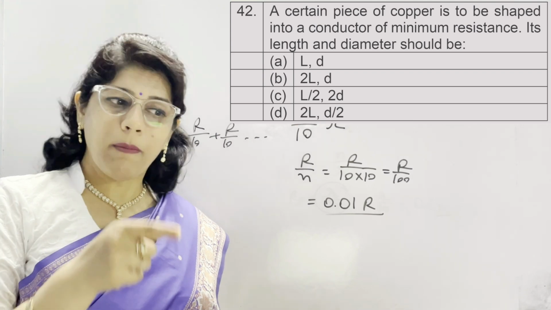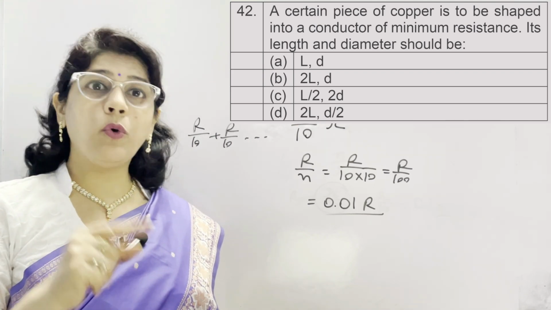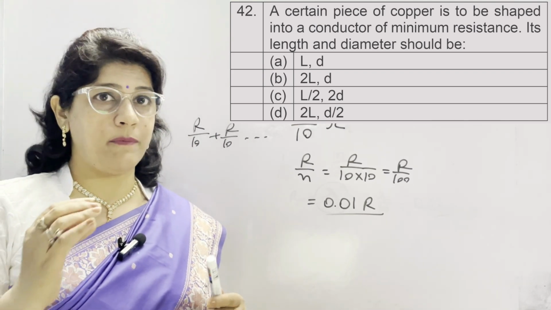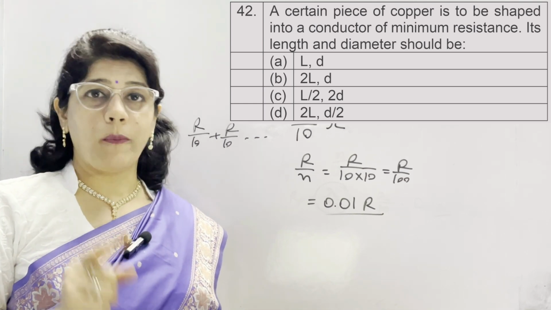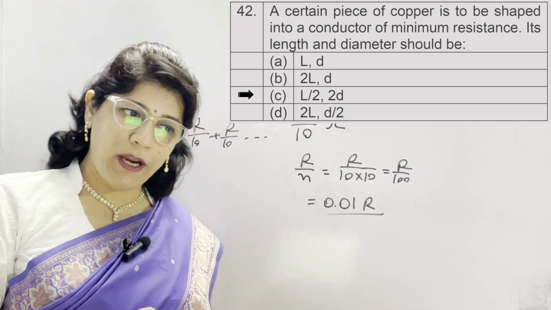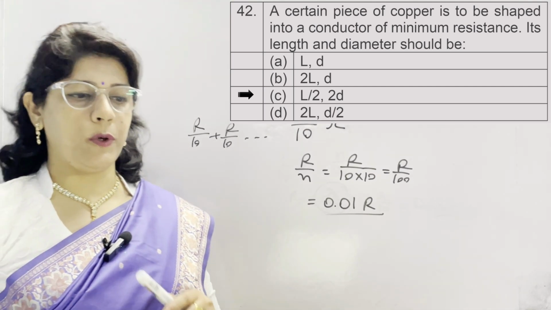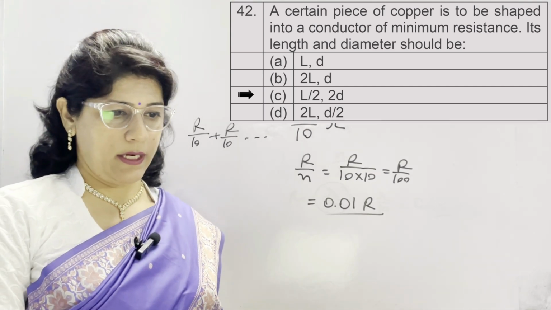C option is L by 2. लेंथ को कम किया and 2 into D, डायमीटर को बढ़ा दिया. इट मीन्स थिक वायर ले ली, तो यहाँ पर रेजिस्टेंस मिनिमम आ जाएगी. सो ऑप्शन नंबर सी इज करेक्ट. L by 2 and diameter is 2 into D, and D option is incorrect.